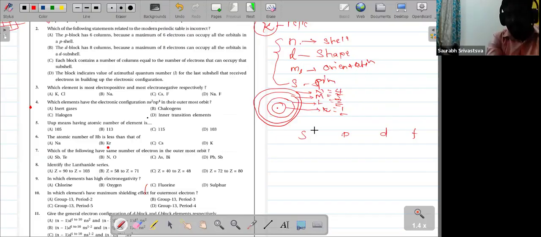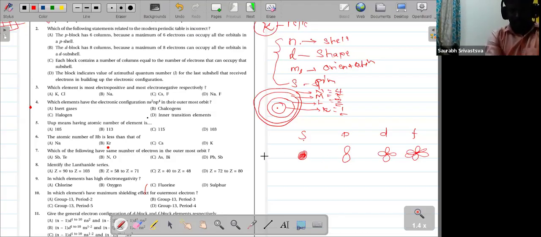If it is S subshell, it means only one orientation, spherical in shape. Second one is P subshell, it's a dumbbell shape. And next one is the D subshell, double dumbbell shape. 2 dumbbells will be oriented at one particular point. And F means 3 dumbbell shapes will be available. The first and second, and this one is the third. So overall 3 dumbbell shapes.